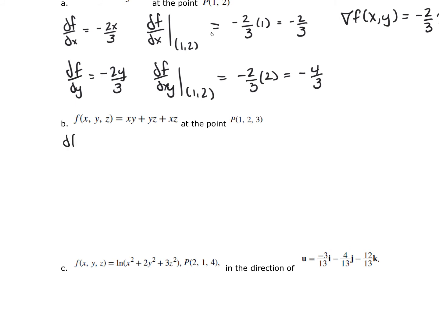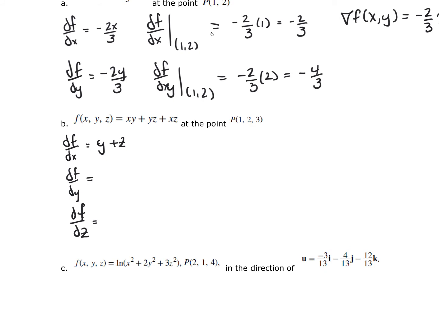So my partial with respect to x, my partial with respect to y, and my partial with respect to z. Look at that, I should have had an f there, an f, and then the z. Okay, so with this one, I'm going to do the partial with respect to x, so it's going to be y, and then plus z. The middle term would be considered a constant.